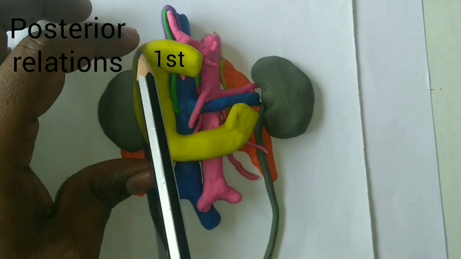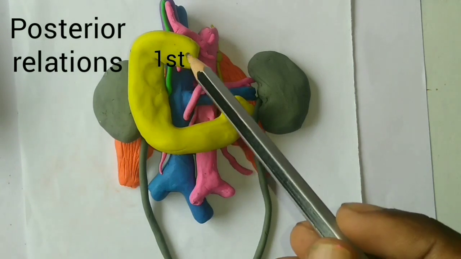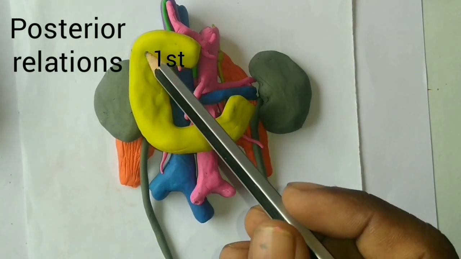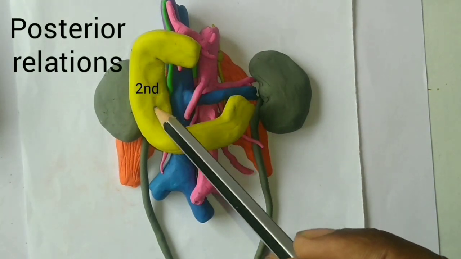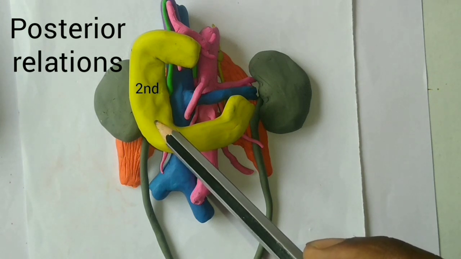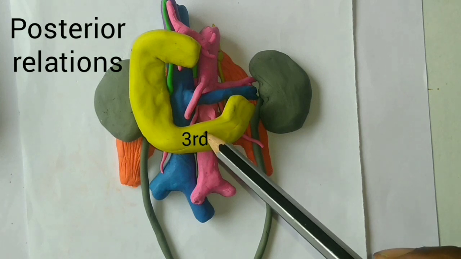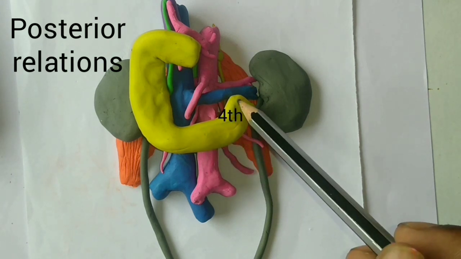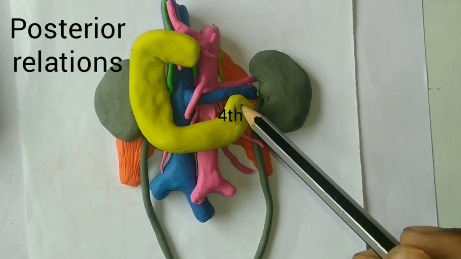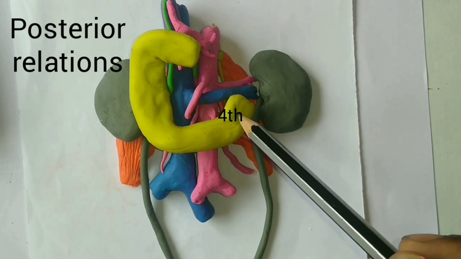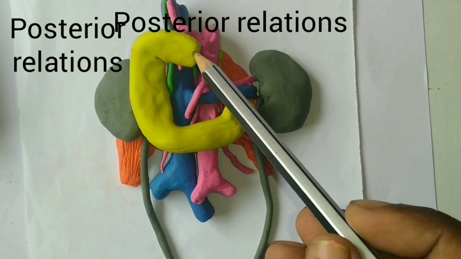The first part of the duodenum is around 5 centimeters long. The second part, which is the descending part, is around 8 centimeters long, and this horizontal part, which is the third part, is around 10 centimeters long, and the last part, the ascending part of the duodenum, is around 2 centimeters long. Now we will see the posterior relation of each part.